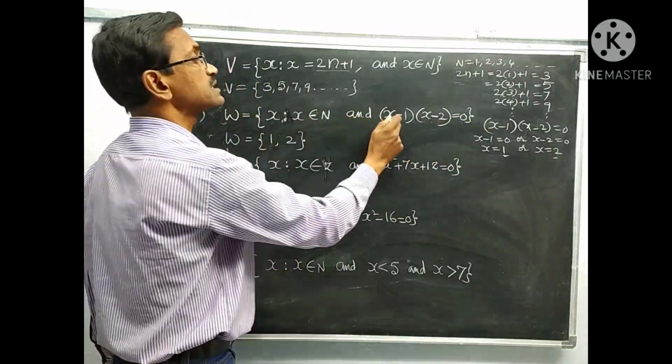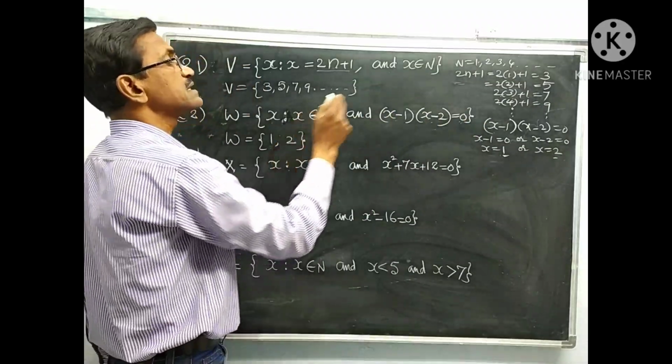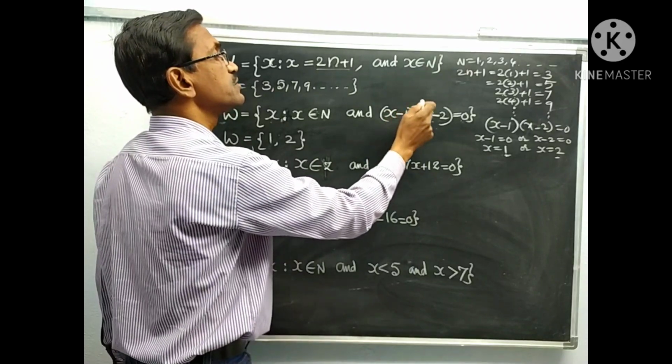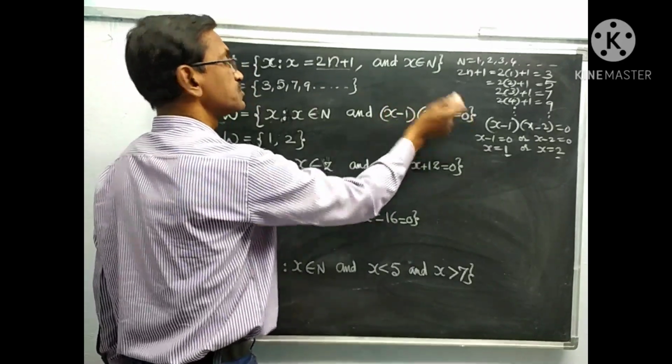If we write 1 in the place of x, 1 minus 1 is 0, 0 into something is 0. If you write 2 in the place of x, 2 minus 1 into 2 minus 2. 2 minus 1 is 1, 2 minus 2 is 0, 0 into something is 0.